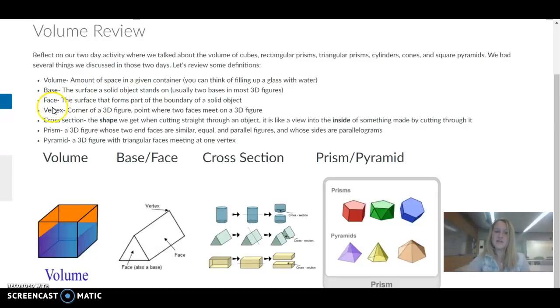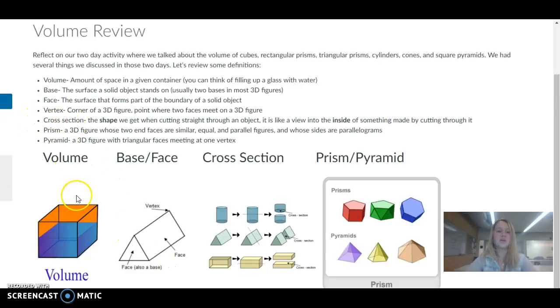So, great. The vertex of a figure is the corner of any three-dimensional figure, and that's typically where 2 faces meet. So again, let's go back to our triangular prism. If we look at this figure here, we have a vertex right here, a vertex right here, one right here, and if you look, this is where our rectangular piece meets our triangular piece. So that is where our vertices come in.